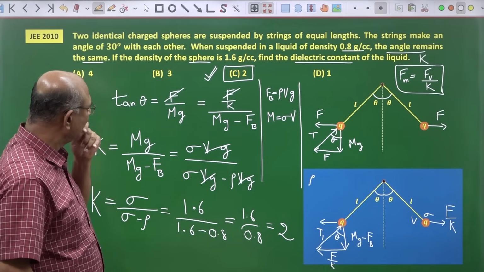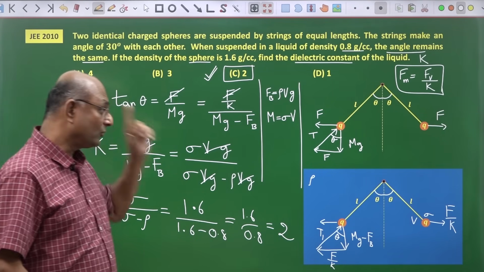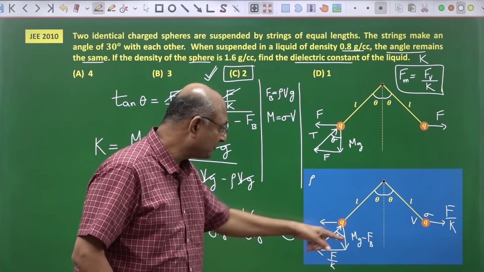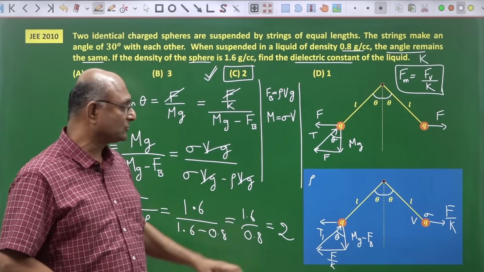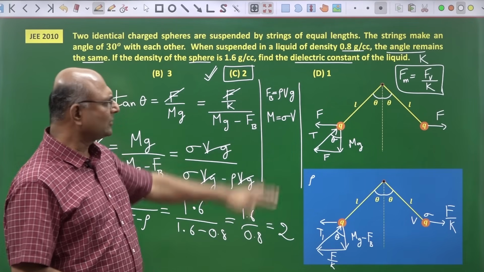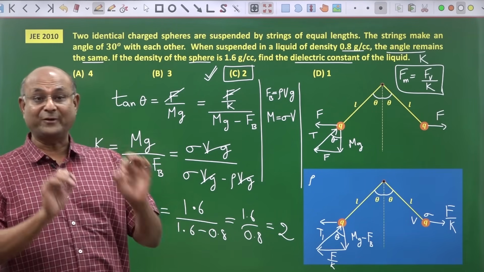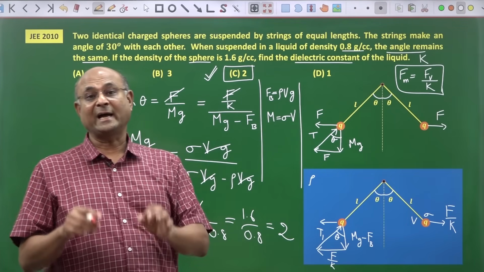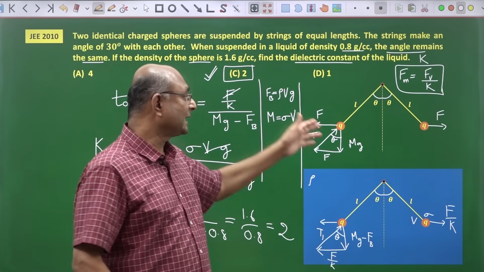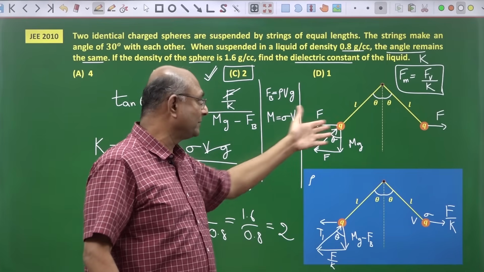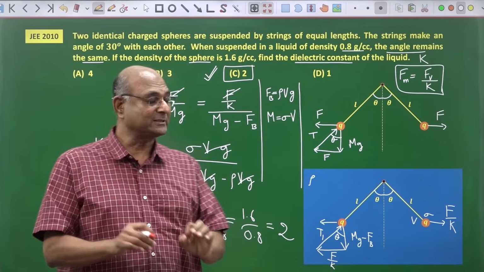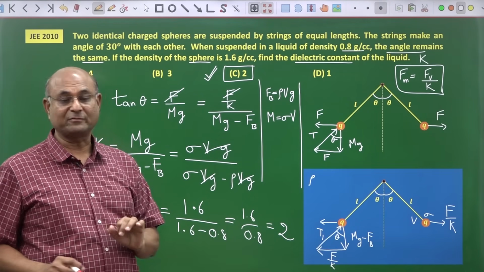Notice this question, the actual calculation was quite easy. You have to remember mg minus Fb and this is F by K. So that is the important idea. Once you understand it, then you can solve it. It's a nice variation of this charged bob question, right? Charged bobs that are repelling, like a pendulum, they repel, right? So this is a very interesting variation of that question.